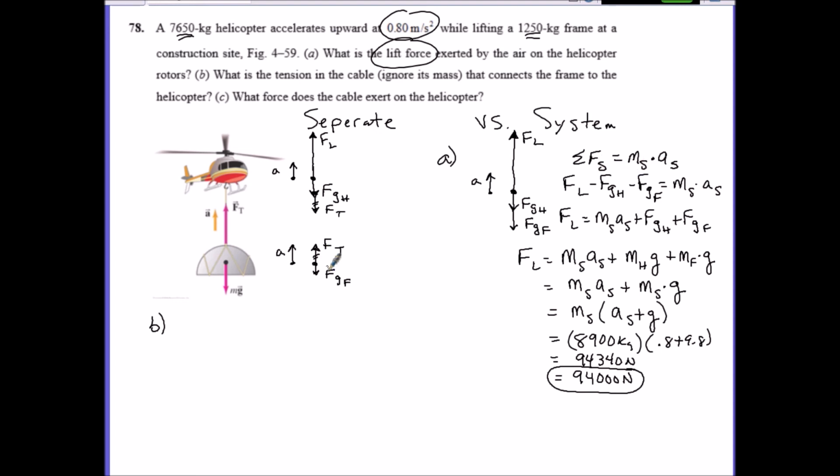Let's go ahead and focus on the frame, since it has the fewest number of forces that we need to consider. So the sum of the forces on the frame is equal to the mass of the frame times the acceleration of that frame. Again, we don't often have to write those subscripts there, but it's important to see that they're able to be applied to individual objects as well. So I'm looking for the tension force. That's one of the two forces that are acting on that frame. And let's go ahead and just solve that algebraically.